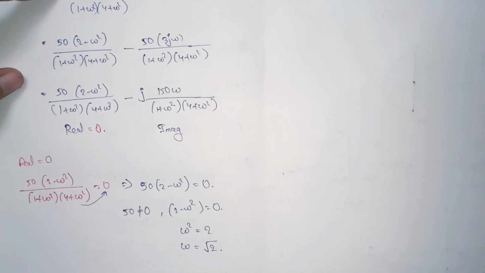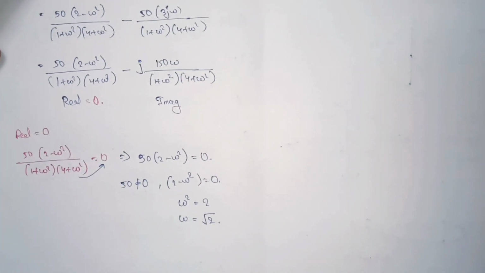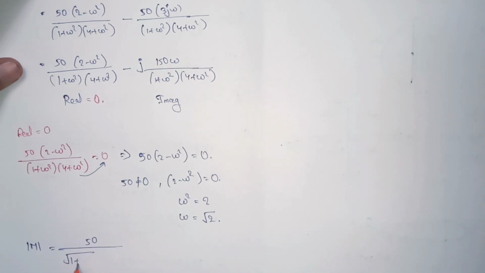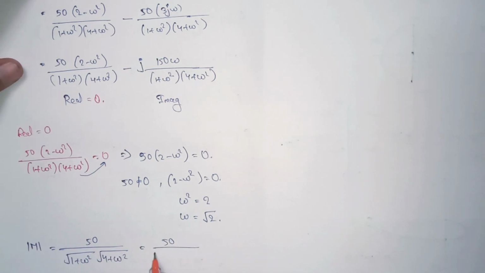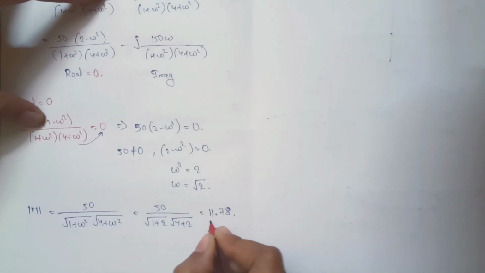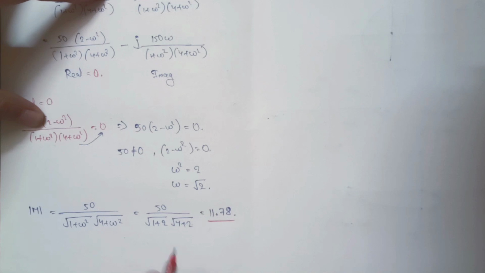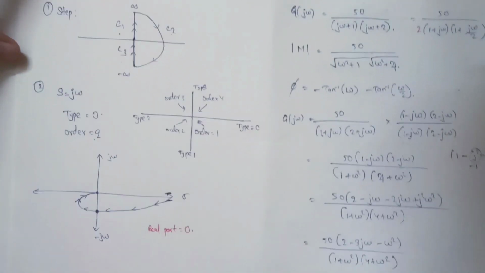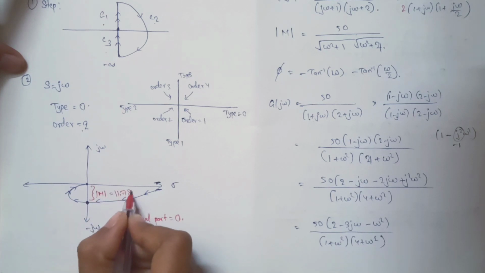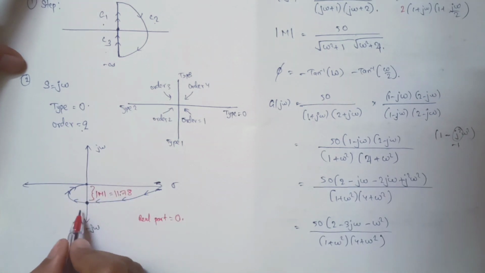So we will substitute this in the magnitude to get the point of intersection on the imaginary axis. Our magnitude was 50 by root 1 plus omega square and root 4 plus omega square, right? So when we substitute the omega value, 1 plus 2, 4 plus 2, I got 11.78. So this distance is the distance from the origin to the point intersecting on this imaginary axis. This is the magnitude, that is 11.78, from the origin to the point intersecting on the imaginary axis.